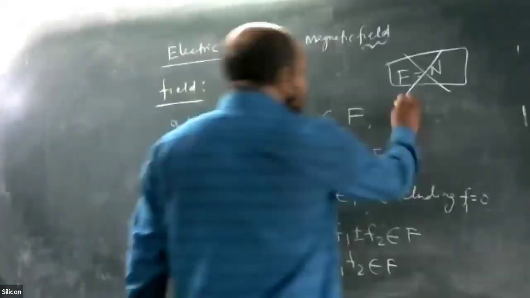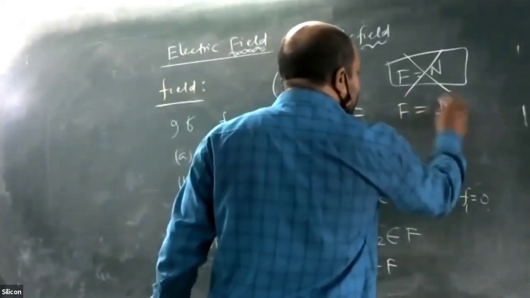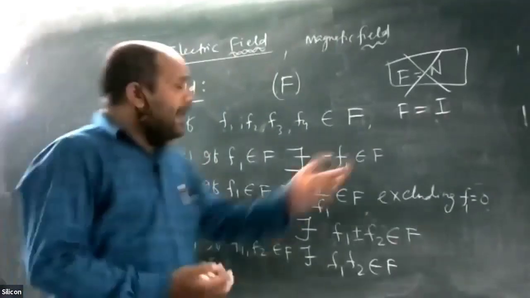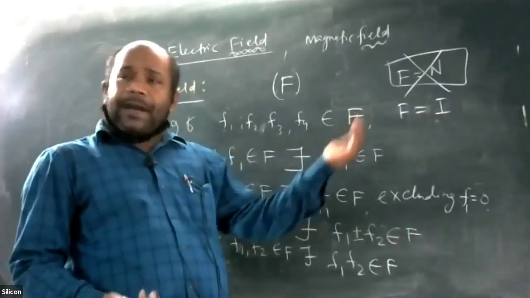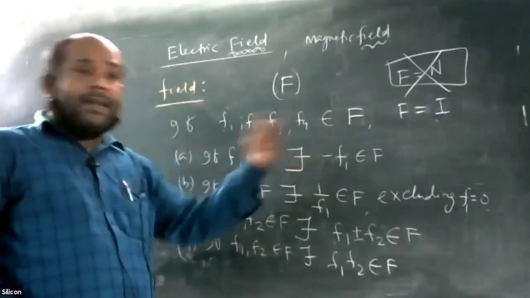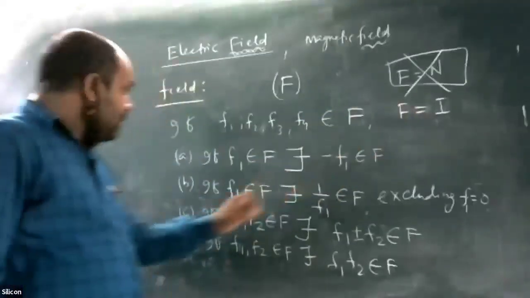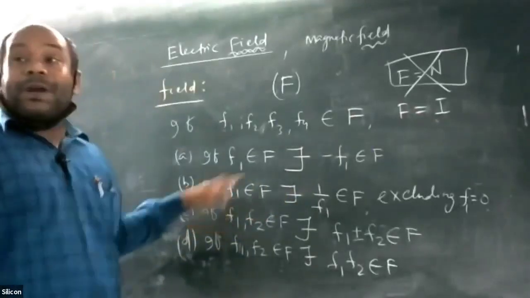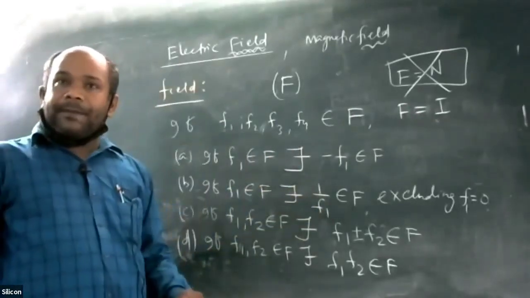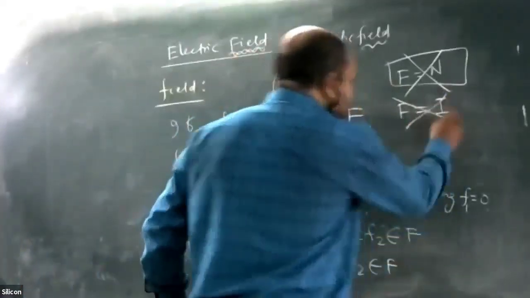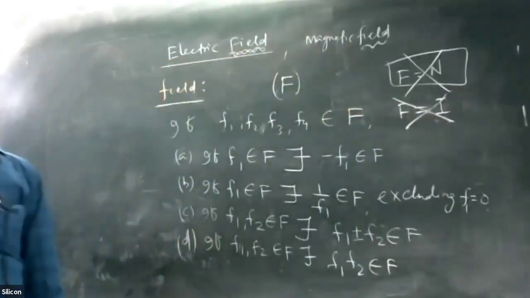Next, you go for the integer set. Let's say I am taking the integer set I or Z. Now you see, take 5 as an element of this I. Minus 5 should be there. Okay, minus 5 is there. But if 5 is there, 1 by 5 should be there. Is 1 by 5 in the integer set? No, that means this is also not a field, right?